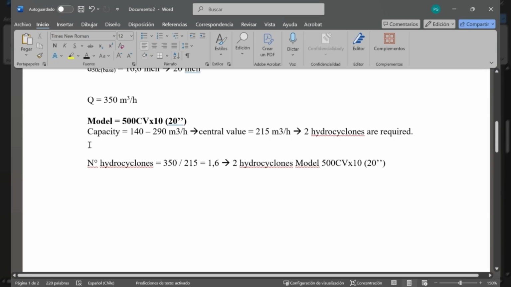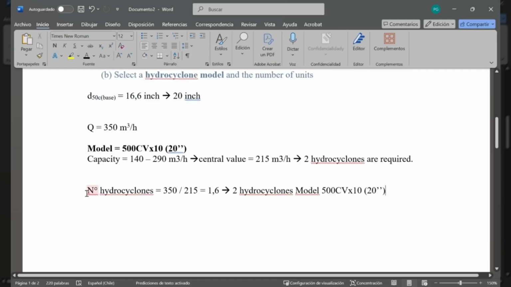So I just want to add two final things, okay? The first one is that the number of hydrocyclones, this model doesn't have enough capacity for the 350 cubic meters per hour of slurry. So we divide the total flow rate over the flow rate that can be supported by this hydrocyclone. This gives us 1.6. We always have to approximate to the largest following integer, which in this case would be 2. So we require 2 hydrocyclones of this model over here.